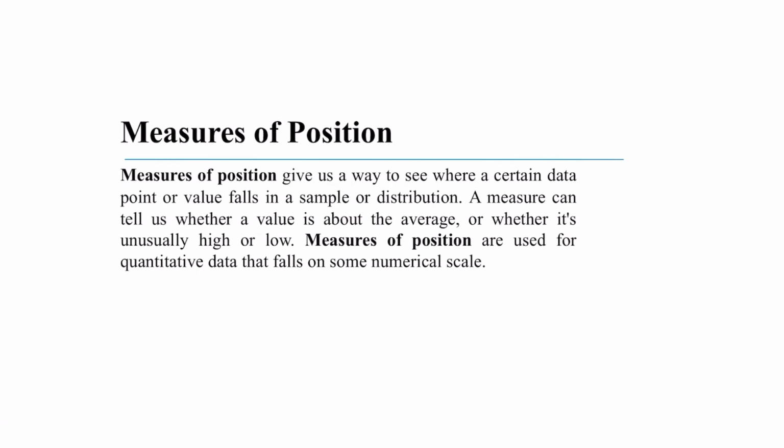Measures of position. Measures of position give us a way to see where a certain data point or value falls in a sample or distribution. A measure can tell us whether a value is about the average or whether it is unusually high or low. Measures of position are used for quantitative data that falls on some numerical scale. In other words, measures of position locate the position of the students in the classroom. Example: Student A is part of the upper group, while Student B is part of the lower group.